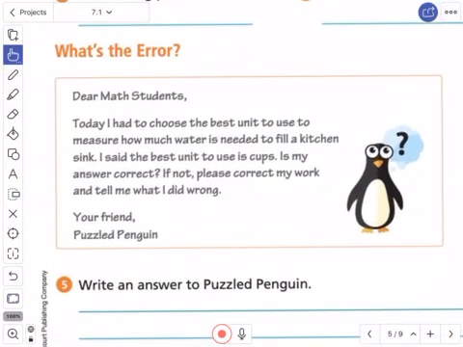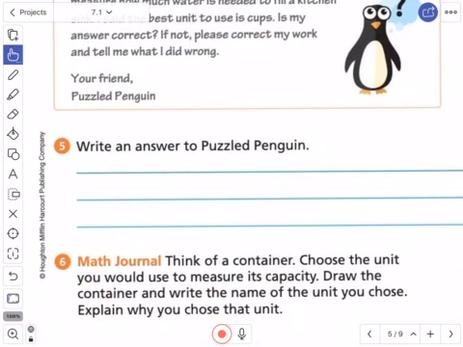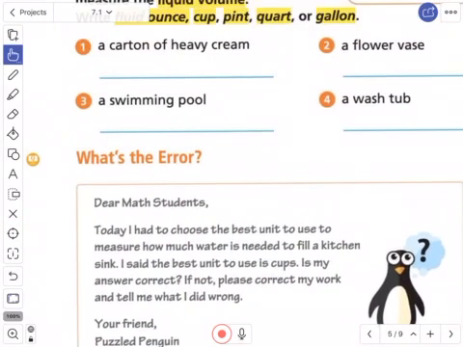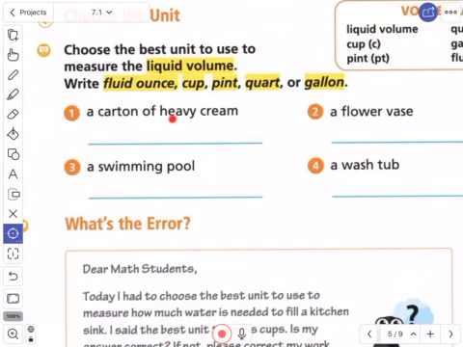Then we're going to do a Puzzled Penguin. Dear math students, today I had to choose the best unit to use to measure how much water is needed to fill a kitchen sink. I said the best unit to use is cups. Is my answer correct? So think about how big a kitchen sink is. He was going to use cups. If not, please correct my work and tell me what I did wrong. Your friend, Puzzled Penguin. So then you can write an answer to Puzzled Penguin. Just think, which would be better to measure a sink? Fluid ounces, cup, pint, quart, or gallon?